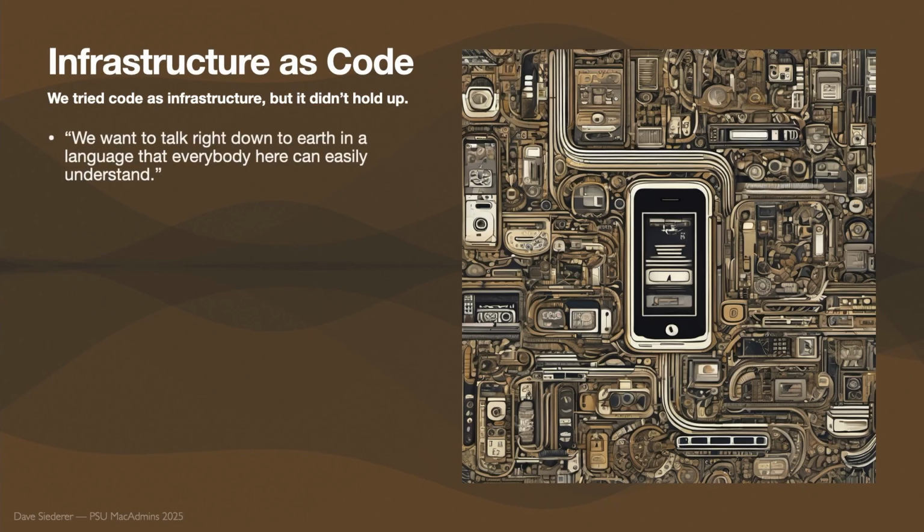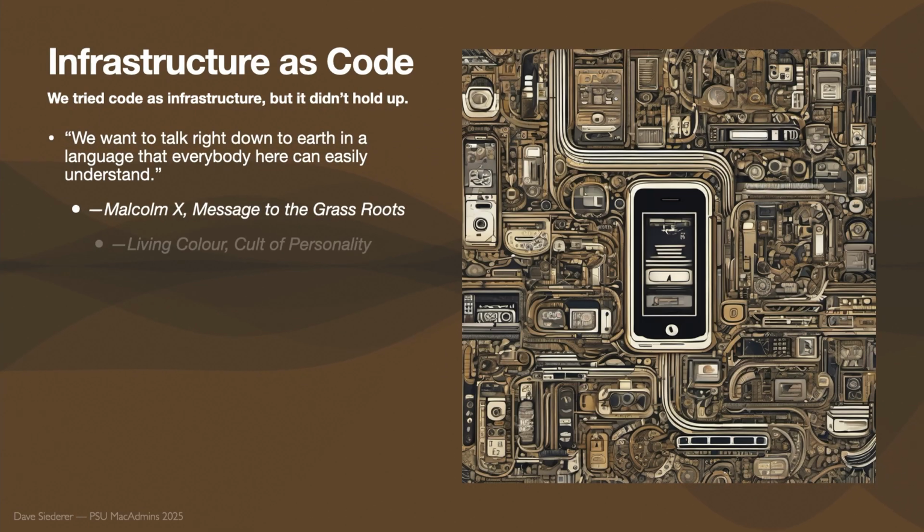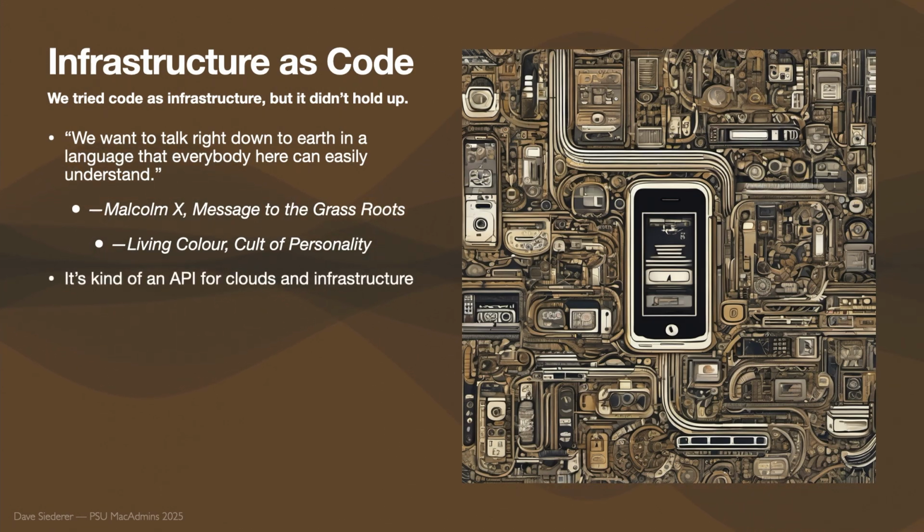Infrastructure as code. One of my favorite quotes. We want to talk about that right down to earth, in a language that everybody here can easily understand, which was Malcolm X in Message to the Grassroots, or also the introduction to Cult of Personality by Living Colour. Either way, though, I kind of love the line because it reminds me of this. It's kind of an API for clouds and infrastructure. Just imagine if you want something in the cloud. I know that's very vague, but let's say I want a server, I want a subnet, I want to do a couple of different things, even in multiple cloud providers, and I want to put that all in one common language. That's infrastructure as code.